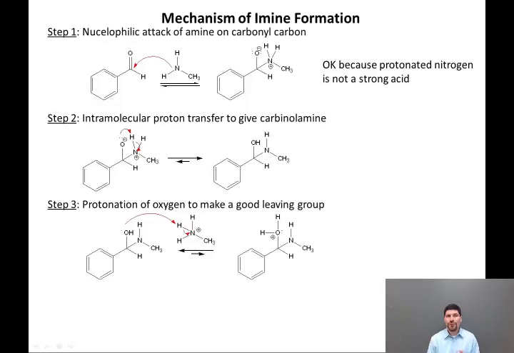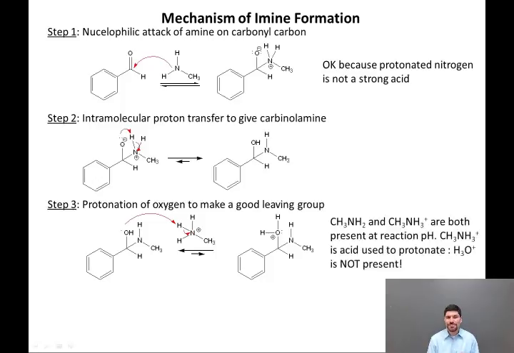Now, to move forward from this point and get us to the imine, we have to protonate the oxygen in order to make it a good leaving group. Okay, so the mechanics of that are going to be the same as any other proton transfer. The electrons on the oxygen go pick up a proton. So now the question is, what is the source of this proton? And as you can see, the source of the proton is CH3NH3+.